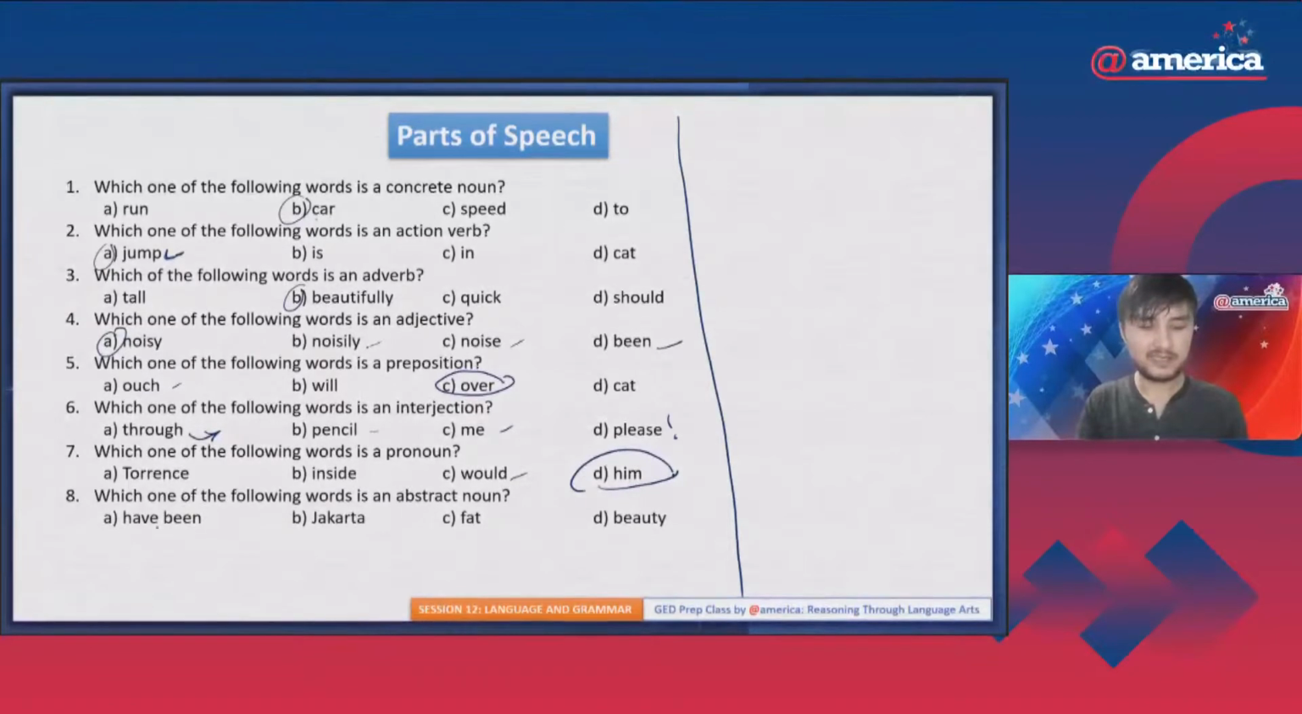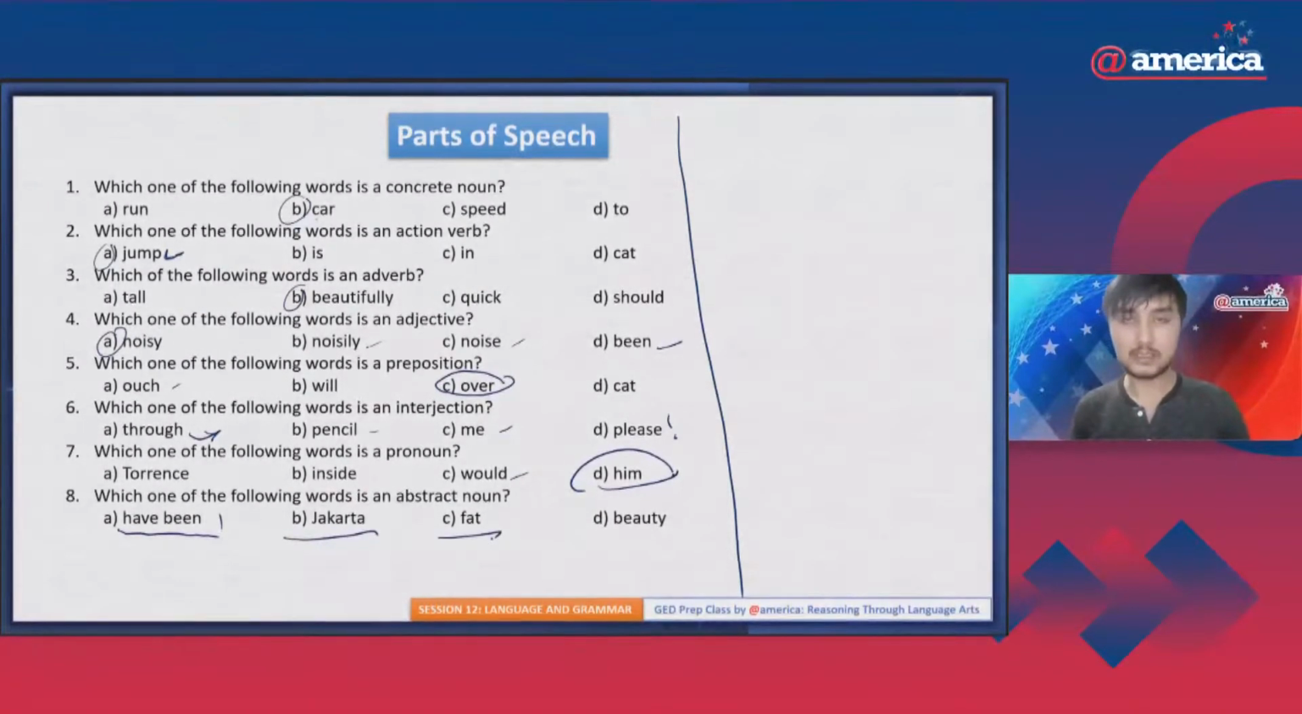Have been is not even a specific pronoun. Jakarta, we know that it's a proper noun. Fat, we know that it's an adjective. And option D, beauty, is the only one that can be considered an abstract noun, a noun that cannot be touched or seen.